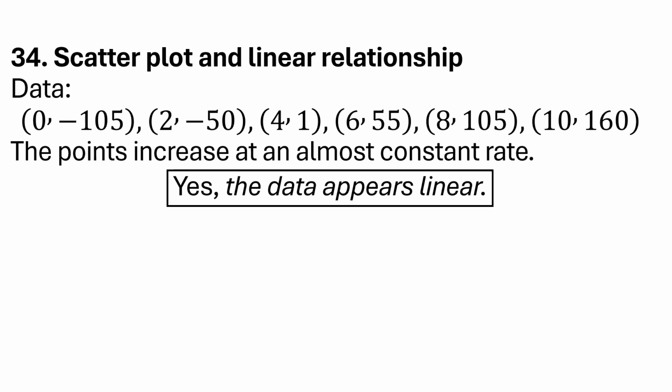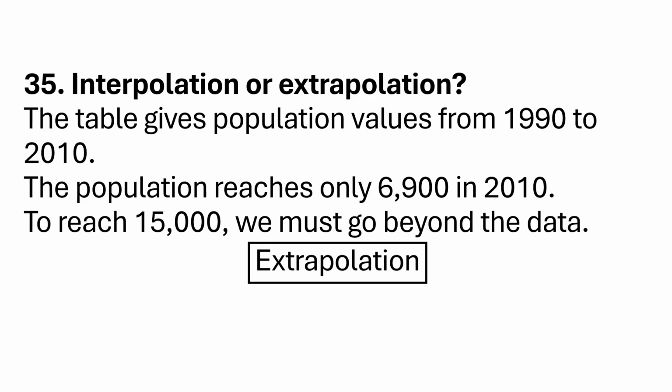When we plot the points, they rise in a nearly straight line pattern. Since the change is almost constant, the data appears to be linearly related. The data only goes up to a population of 6,900. Since 15,000 is outside the given data range, the answer would involve extrapolation.